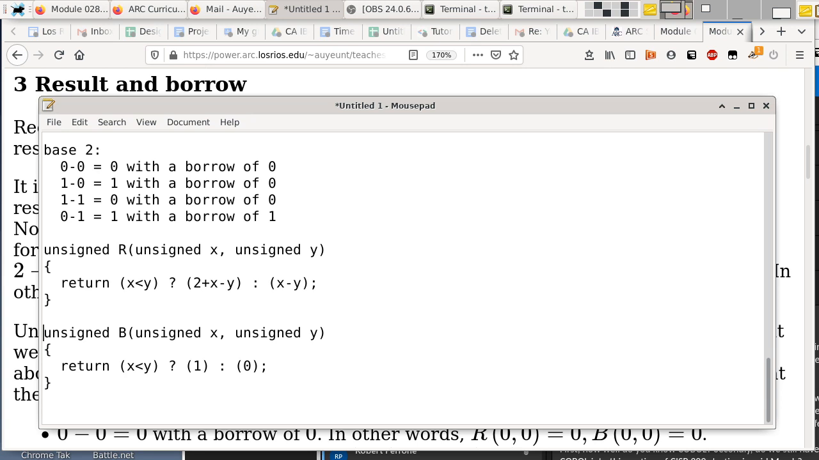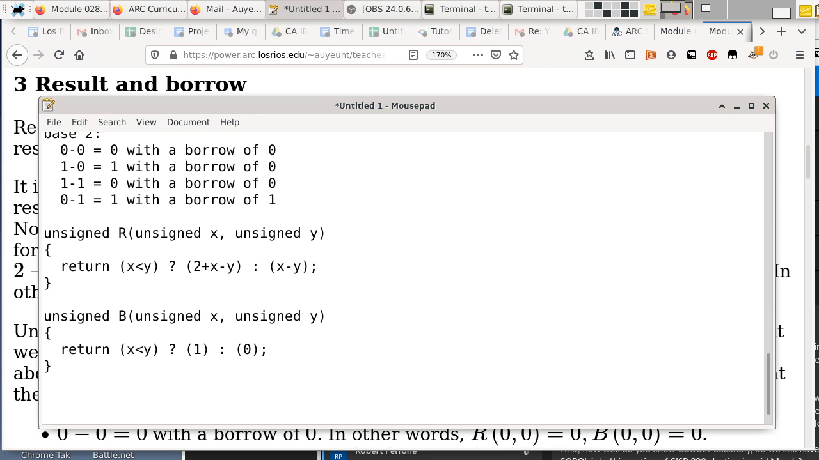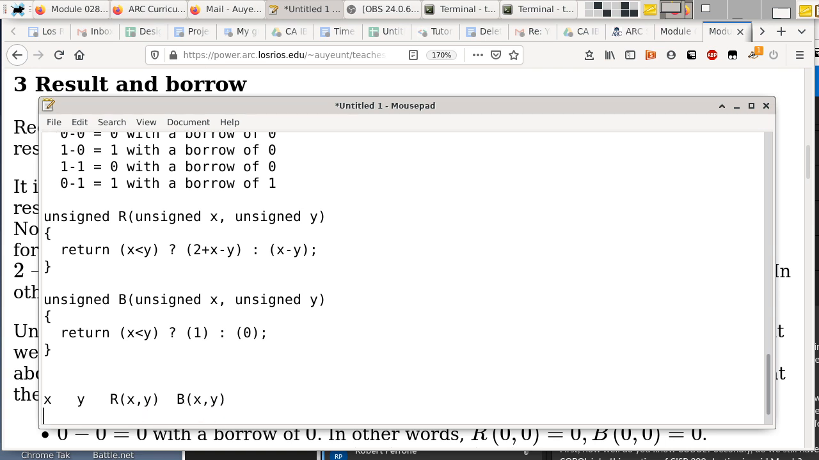But we don't want to use arithmetic calculations. We don't want to use subtraction. We don't want to use addition. We just want to use AND, OR, NOT, okay? So now the question is, can we do that? Okay, so now we want to look at these functions, and we'll have one column for x, one column for y, one column for r of xy, and one column for borrow of xy. Then we'll populate this table and see if we can see a pattern.